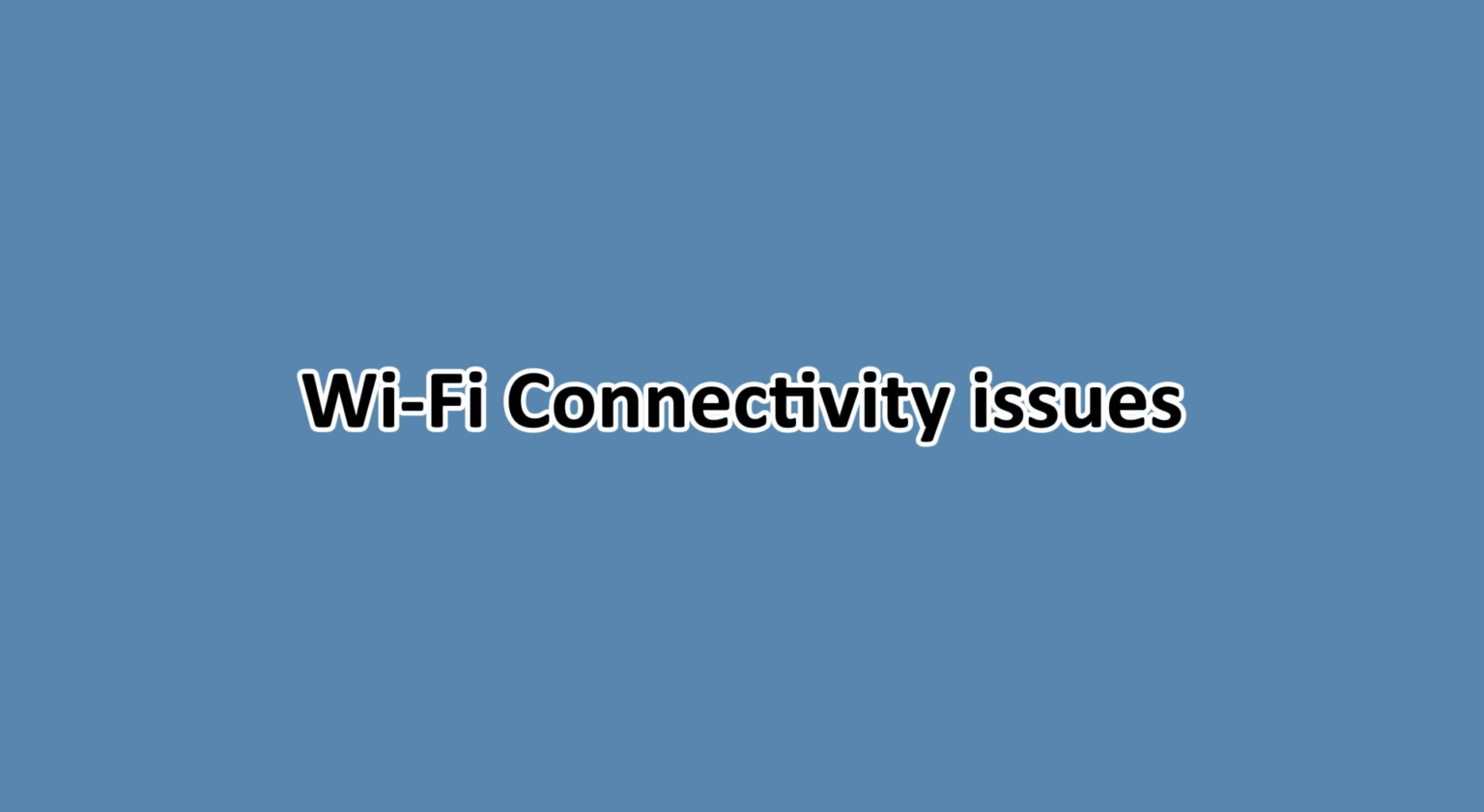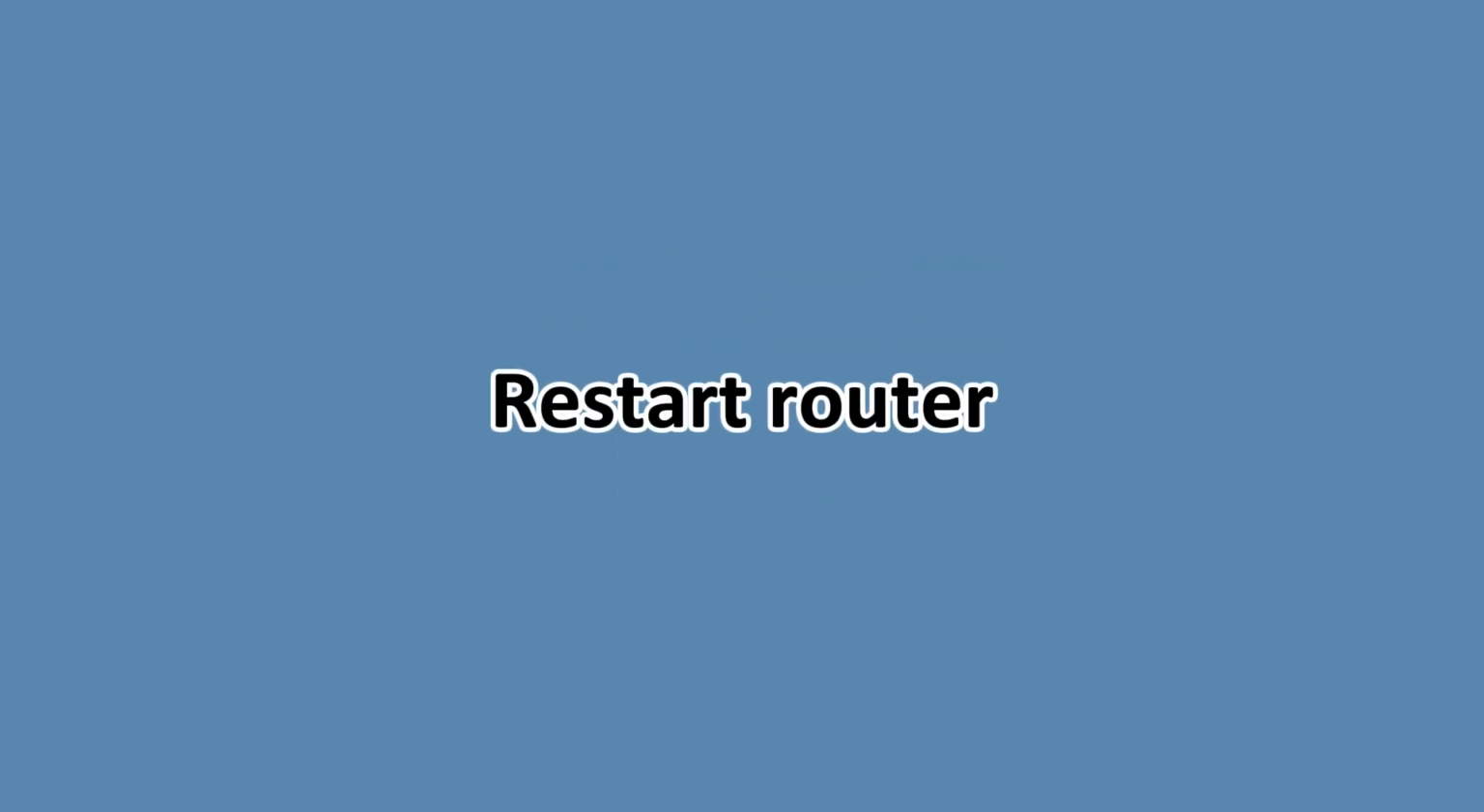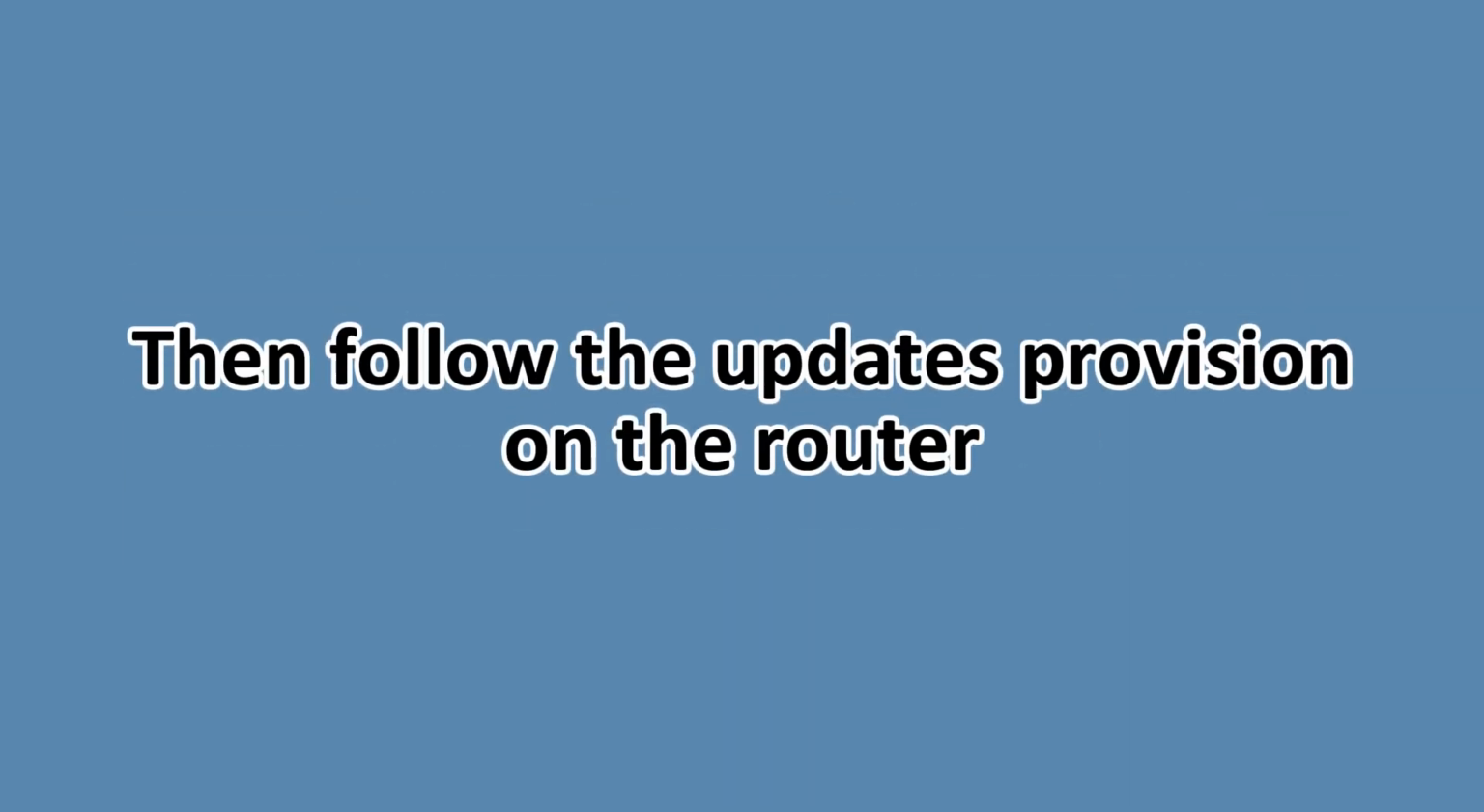The next is Wi-Fi connectivity issues. The simplest way to fix your Wi-Fi is to simply restart your router. So go ahead and find your router at home or in the office, turn it off, wait for 30 seconds, and turn it back on. The next thing to do is to follow the update provisions on your router.